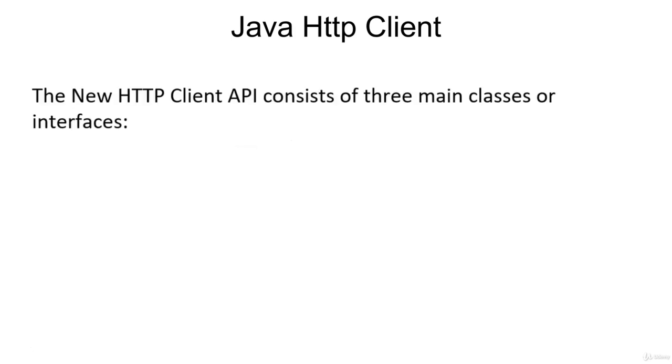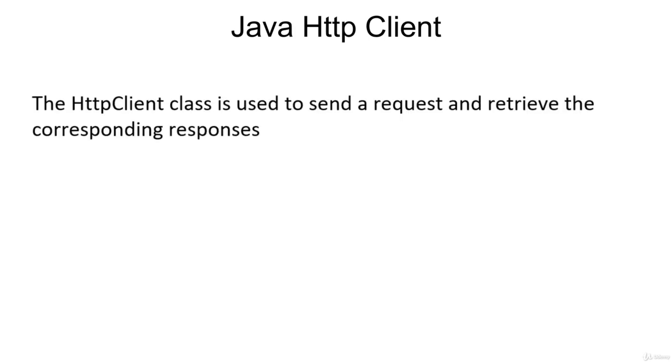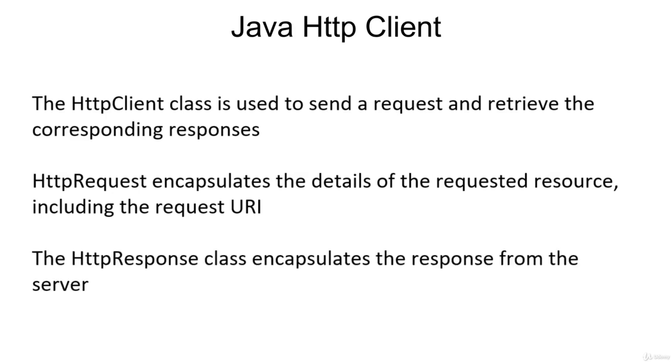The new HTTP client API consists of three main classes or interfaces. The first one is the HttpClient class, the second one is the HttpRequest class, and the third one is the HttpResponse interface. The HttpClient class is used to send a request and retrieve the corresponding responses. HttpRequest encapsulates the details of the requested resource, including the request URI. The HttpResponse class encapsulates the response from the server.